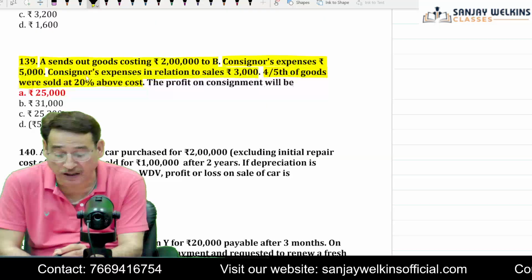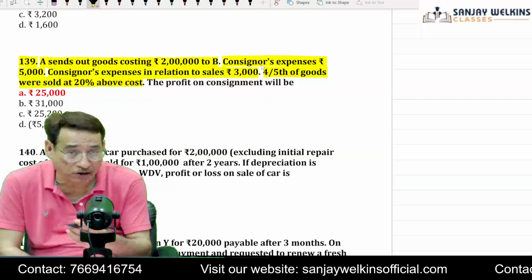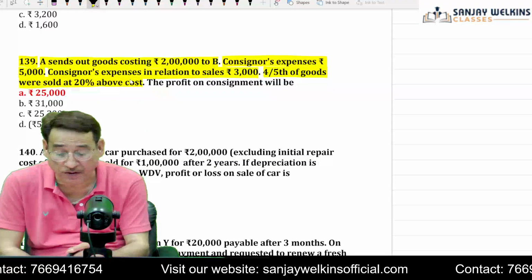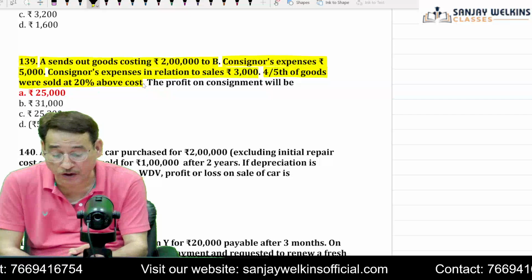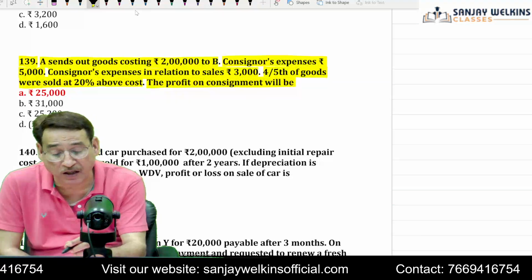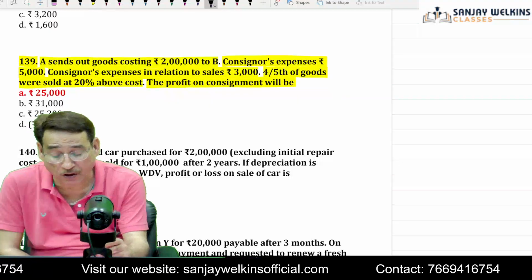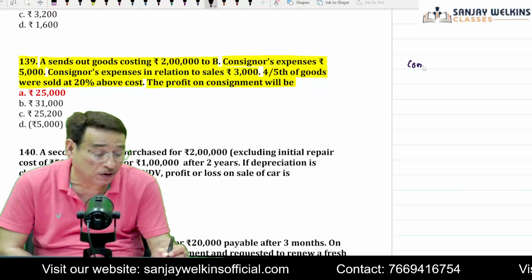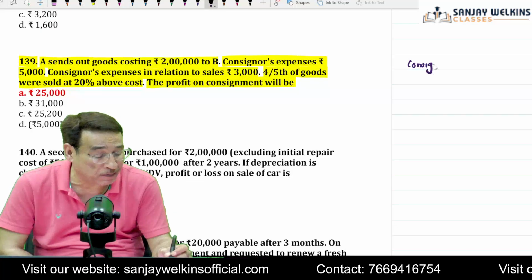Lots of misprints are there actually. It is actually not from our side, from the material which is given by the institute itself. Anyway, 4/5 of the goods were sold at 20% profit. The question is asking profit on consignment. In order to know the profit on consignment, you will have to prepare the consignment account. This is how you are going to prepare consignment account.